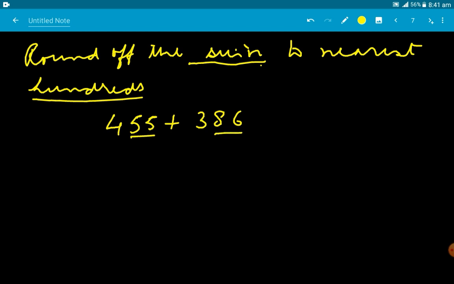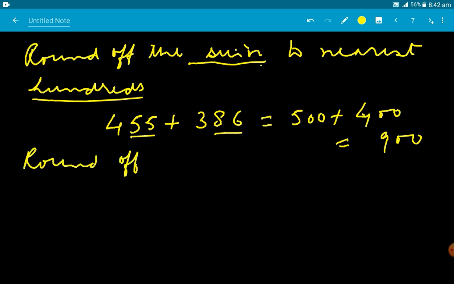So, bache, what will we do? We will check: half of 100 is 50. 455 will become 500. 386 will become 400. So 500 plus 400 is 900. This is the sum. Now round off the difference. It is nothing, the same only.